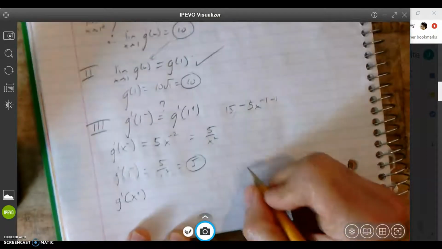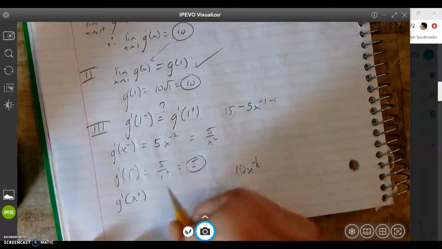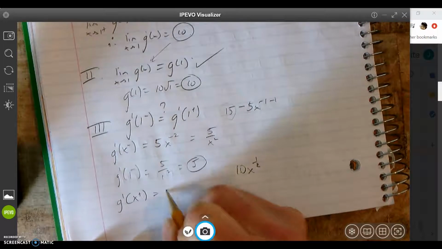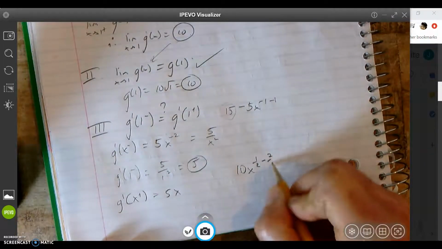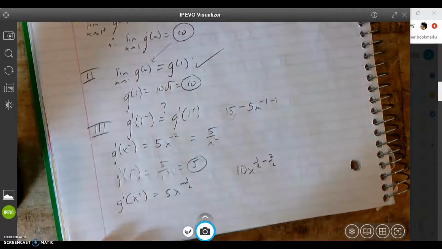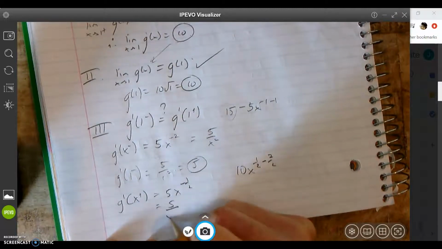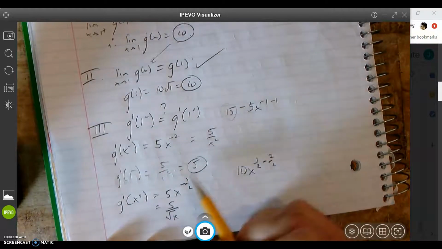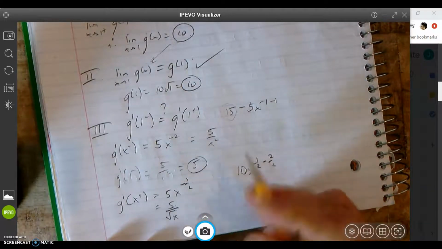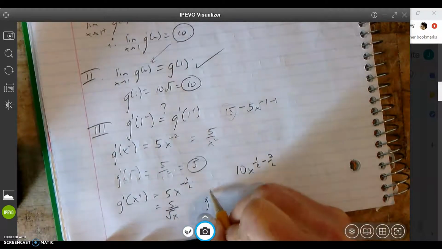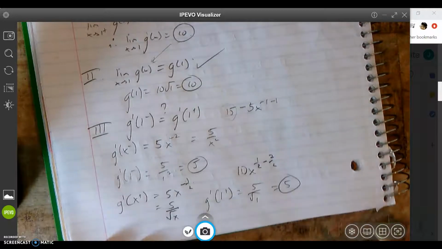So let's rewrite that thing as 10x to the 1/2, and then you can use your power rule. So that's going to be half times 10, which is 5x, and then subtract 1 is a negative 1/2. Cool. So that's 5 over radical x, because the negative exponent brings it down to the denominator. 1/2 and radical is the same thing. All right, so now g prime of 1 from the right, which is 5 over radical 1, which is 5.